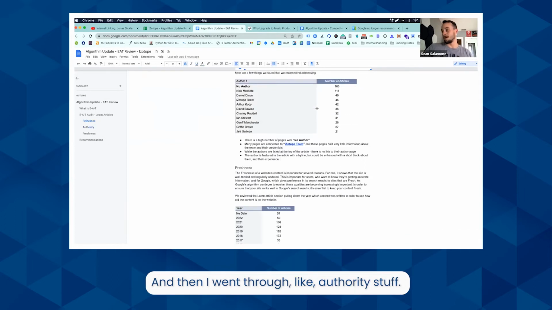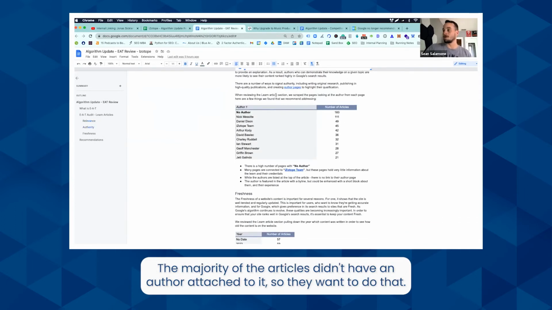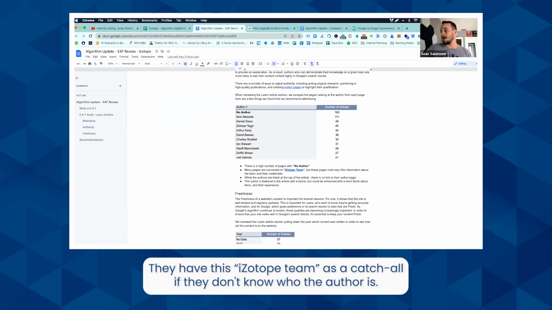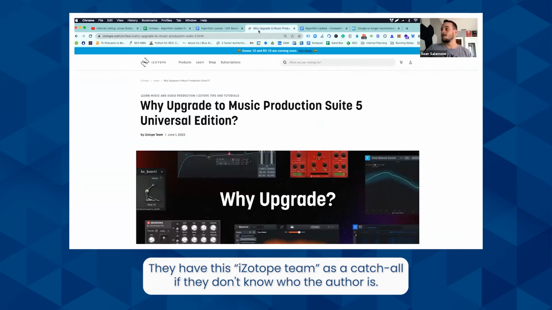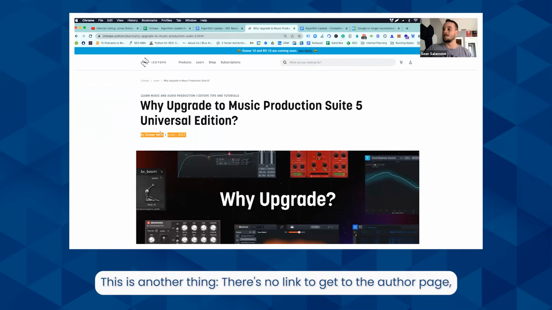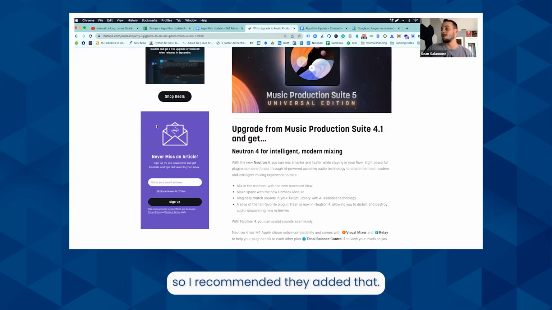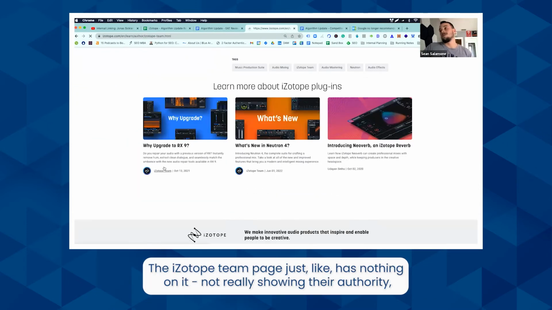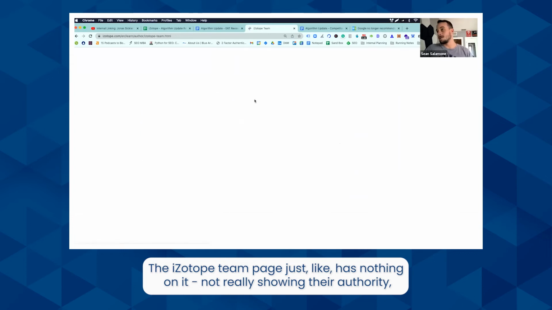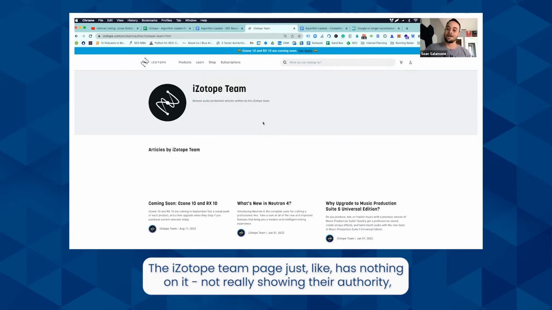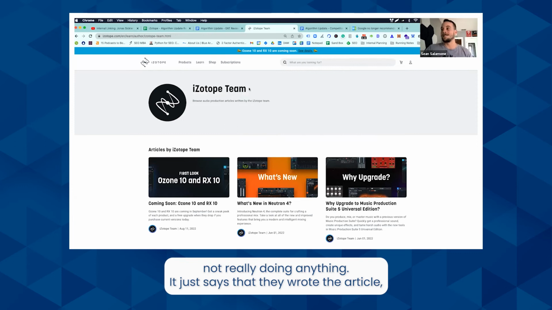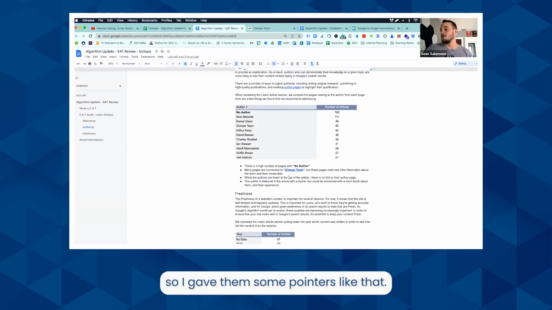And then it went through authority stuff. The majority of their articles didn't have an author attached to it, so they want to do that. They have this iZotope team as a catch-all if they don't know who the author is. This was another thing: there's no link to get to the author page, so I recommended they add that. The iZotope team page has nothing on it. It's not really showing their authority, just says that they wrote the article. So I gave them some pointers like that.